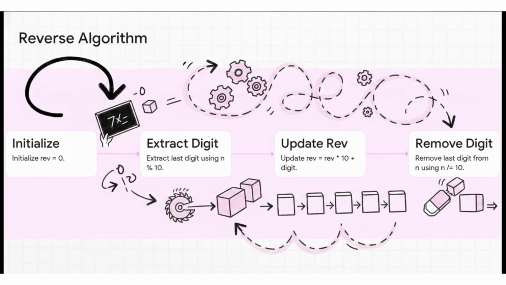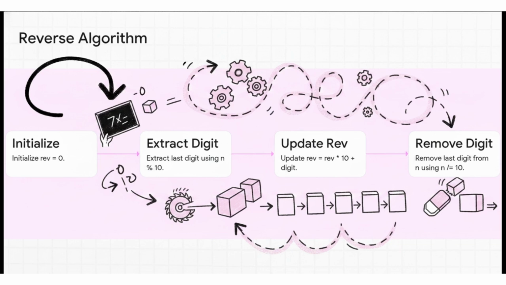So we initialize a new variable called rev and set it to 0. Inside our loop, we bring in our modulo operator to extract the last digit. We do n modulo 10 and grab that piece. Now, and the order of operations here is absolutely crucial, we first multiply our rev variable by 10. This shifts everything to the left and creates an empty space. Then we add our plucked digit right into that new space.